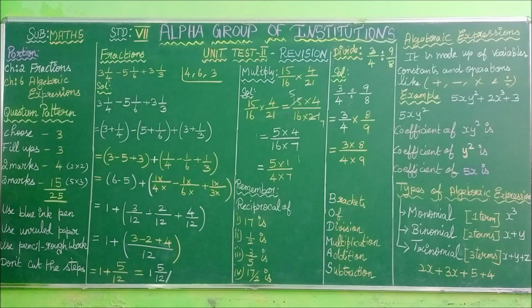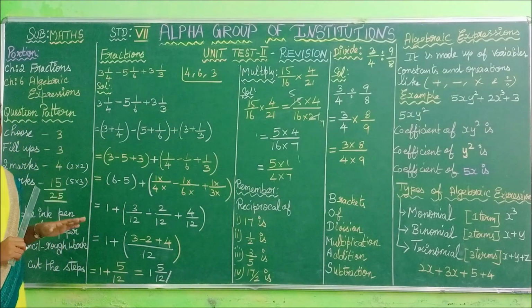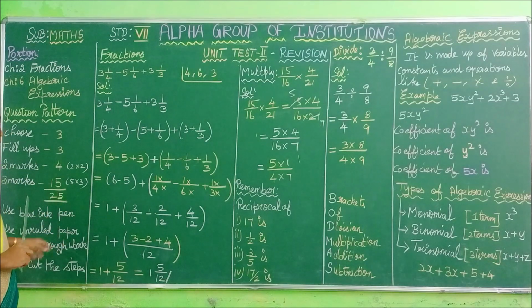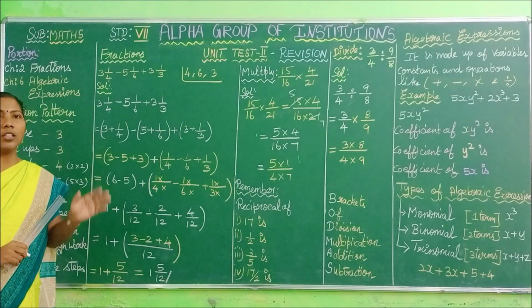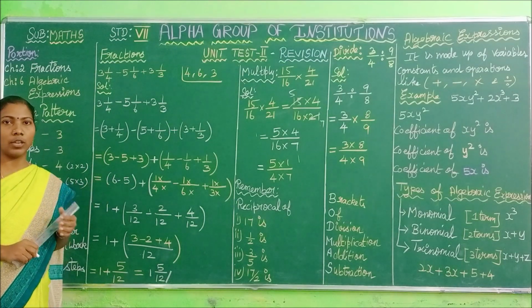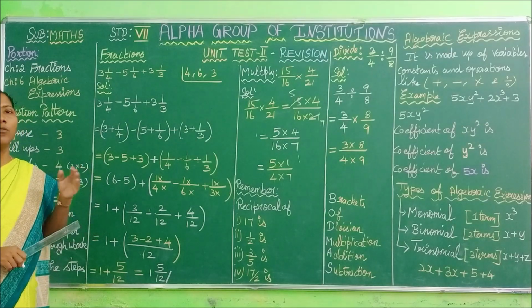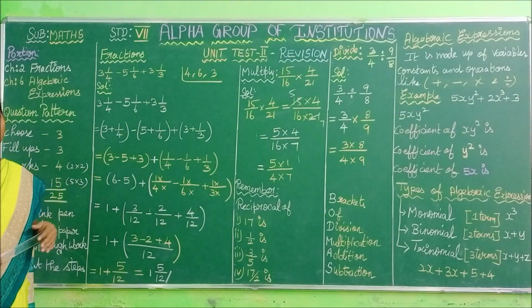What are the instructions to be followed in the examination? You must use a blue ink pen to write your answers, use unruled paper, that is white paper, and use a pencil for the rough work. Draw the margin neatly and don't cut the steps while doing the sums. Do the sum elaborately. Write neatly, avoid overwriting, and give your best in the examination.